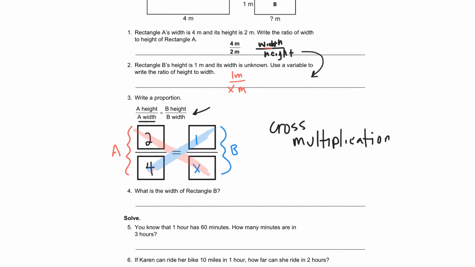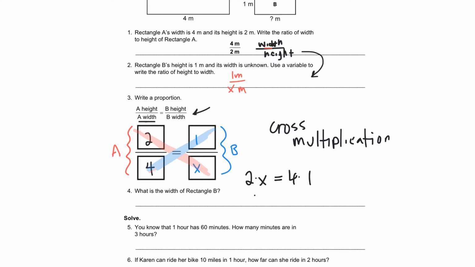And so what that ends up creating is a situation that looks like this: 2 times x is equal to 4 times 1. That still maintains our equality, but if you look, we still have a one-step solution.